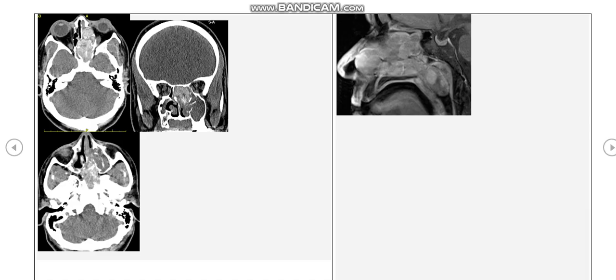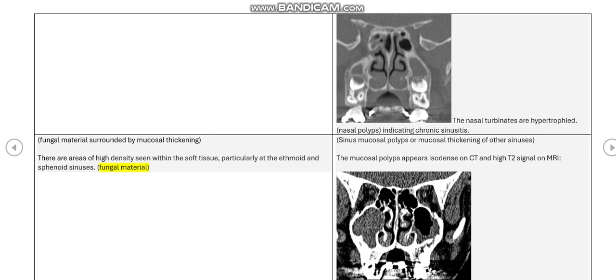However, sinonasal polyposis is only mucosal polyps or mucosal hypertrophy, so it will be isodense on CT scan.